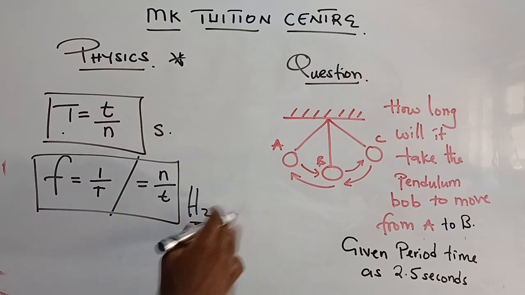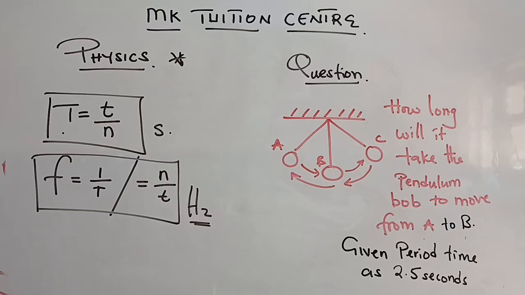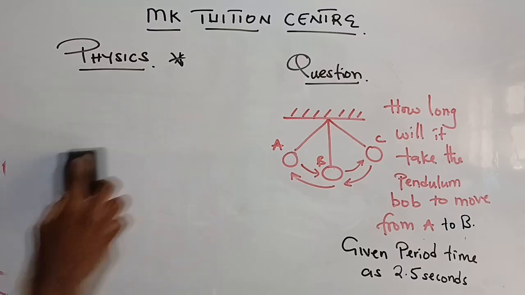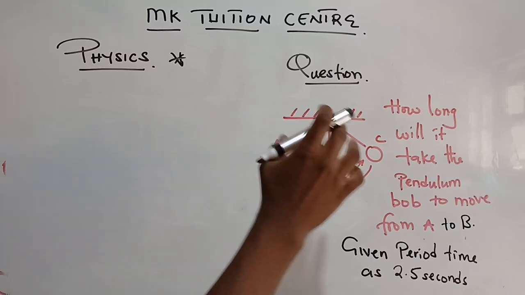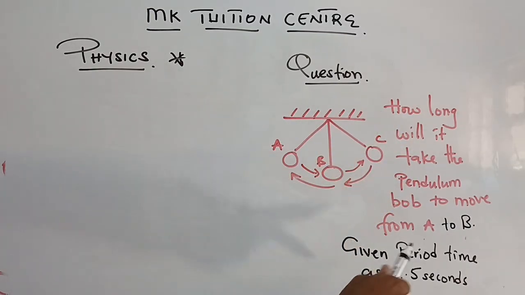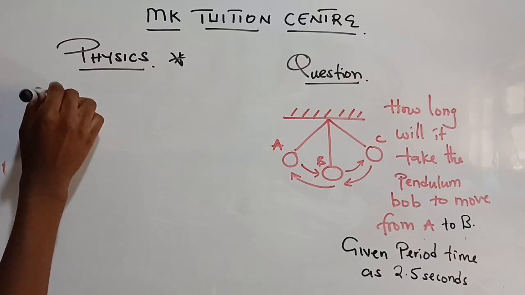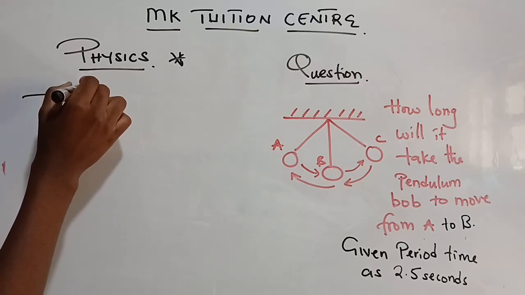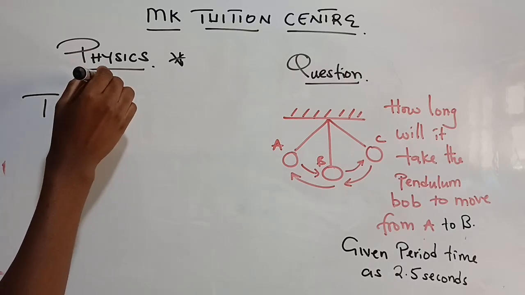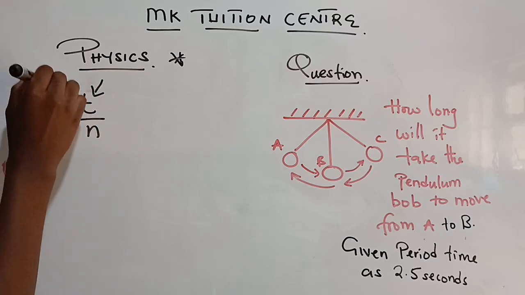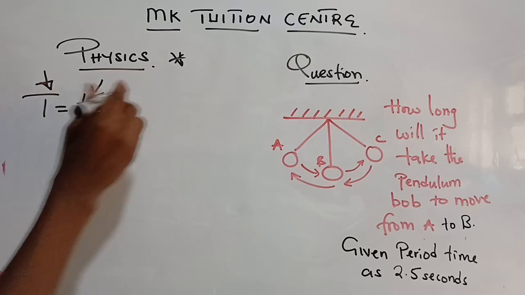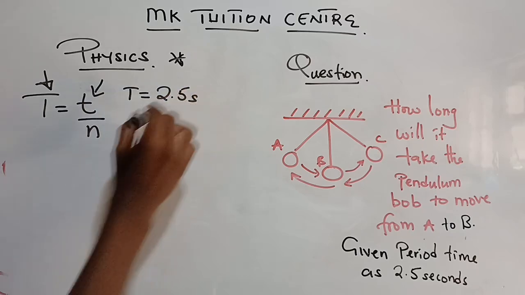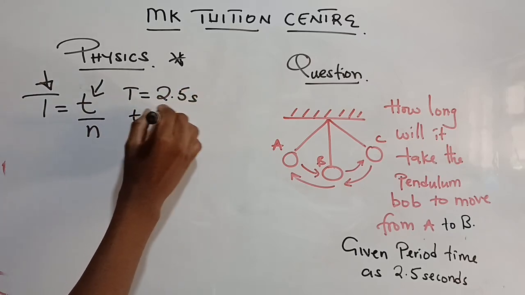Okay, now what do we have here? We're looking for how long it will take, but we've been given period. So we're going to use the first formula. We have been given this, we are looking for this. The period in this case is equal to 2.5 seconds, and we are looking for the time taken.